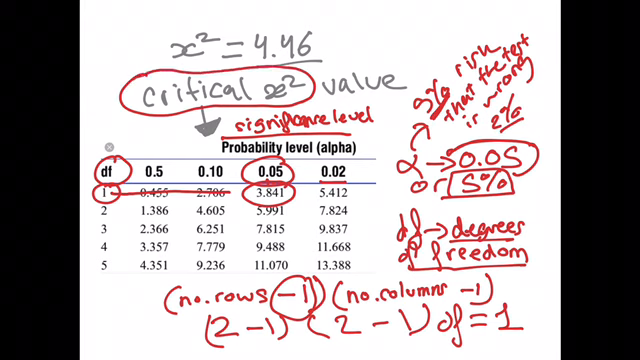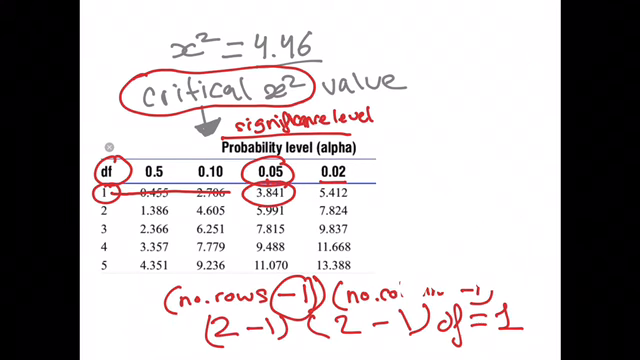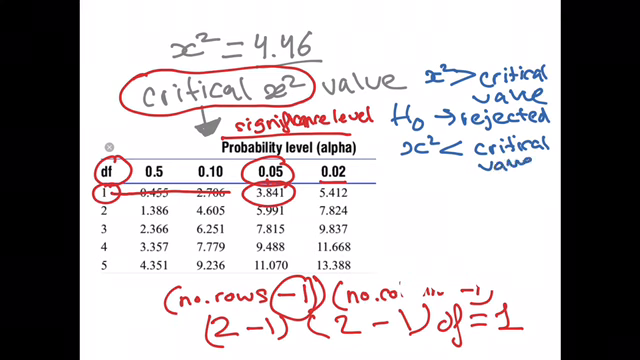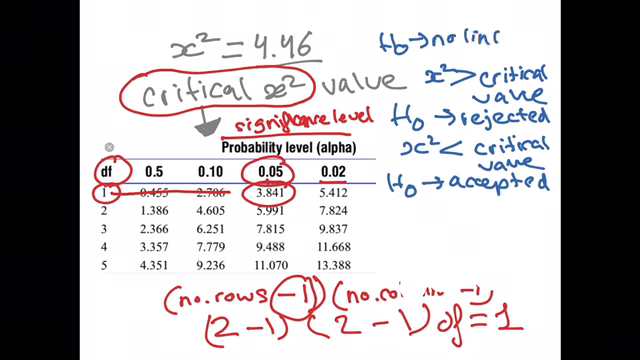But how do we use it? Well, let me erase this part right here and show you. The rule says that if your actual chi-squared value is greater than the critical value, then your null hypothesis should be rejected. Hence, if the chi-squared value is less than the critical value, the null hypothesis should be accepted. Now, let's remind ourselves of what the null hypothesis was in our case. The null hypothesis is that there is no link between the variables.